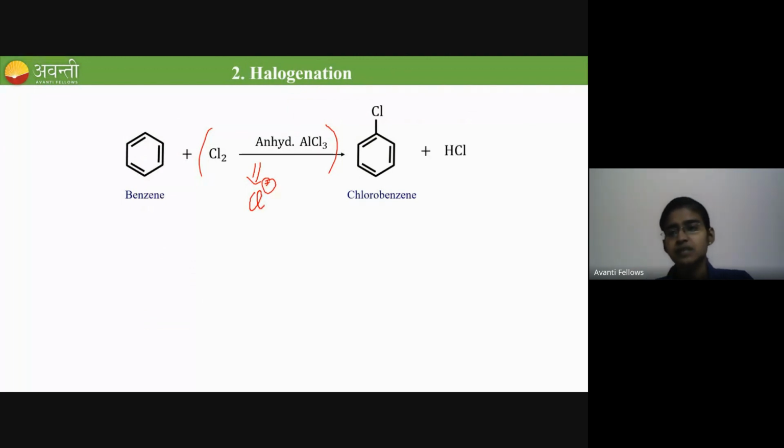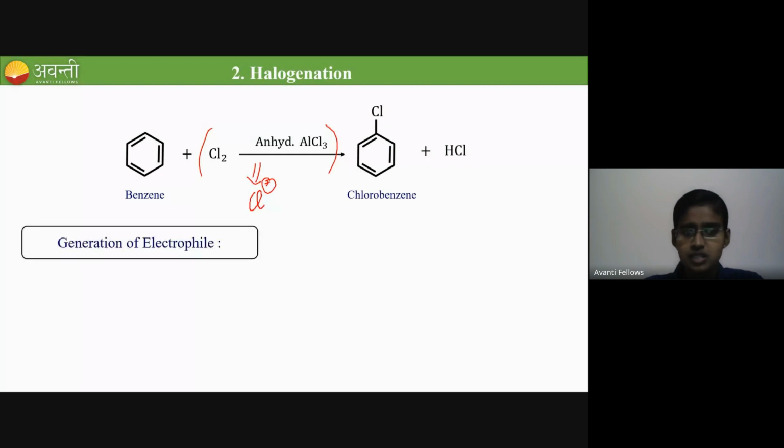Now, how is this Cl plus generated? How does it get generated? It is very easy. In the previous case, we saw two steps, but here within a single step, we will get the electrophile. So first, let us take this chlorine molecule.